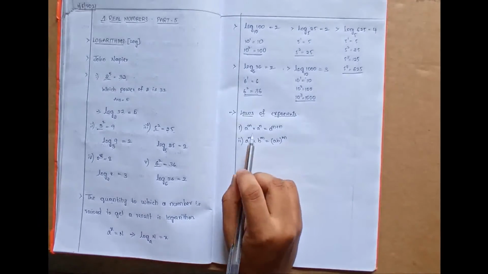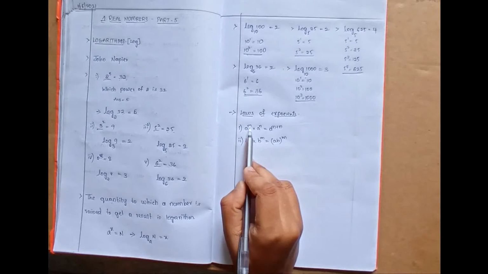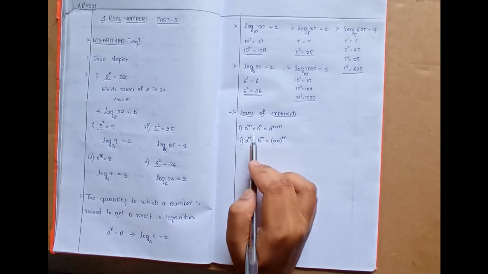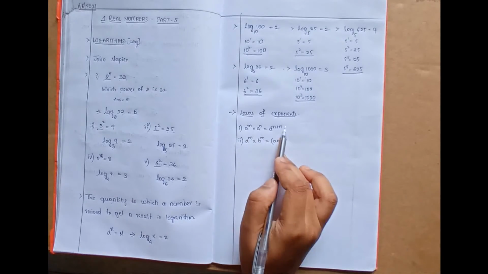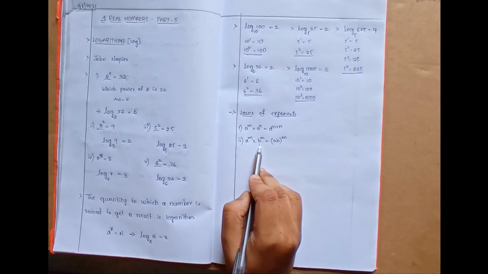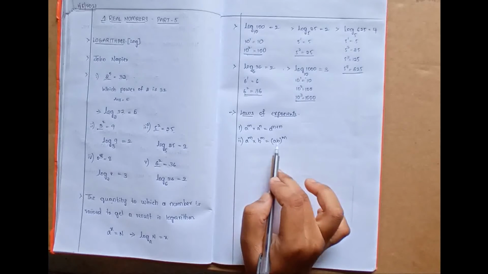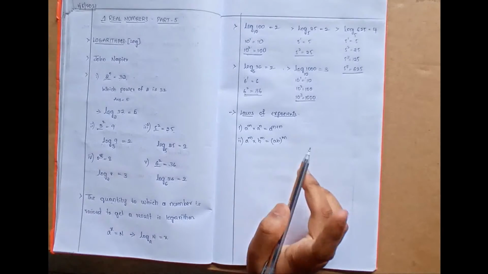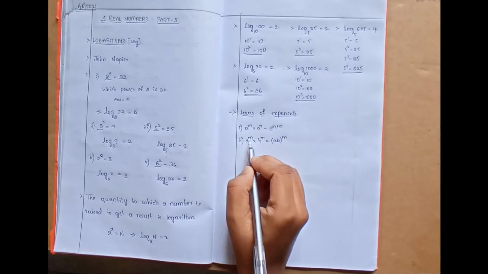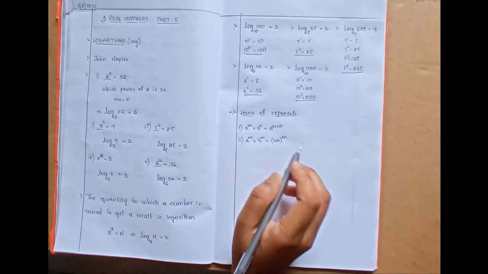As you can see, when the bases are same and the exponents are different, then we should add the exponents. When the bases are different and exponents are same, then we should multiply the bases and the exponent will be whole.